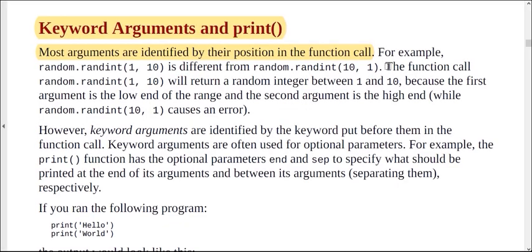So here, as you can see, the function call random.randint(1, 10) will return a random integer between 1 and 10, because the first argument is the low end of the range and the second argument is the high end of the range. But you can see here, random.randint(10, 1) causes an error, because the lower limit has to be 1 and the upper limit has to be 10. So it produces an error, as I showed you in the example.